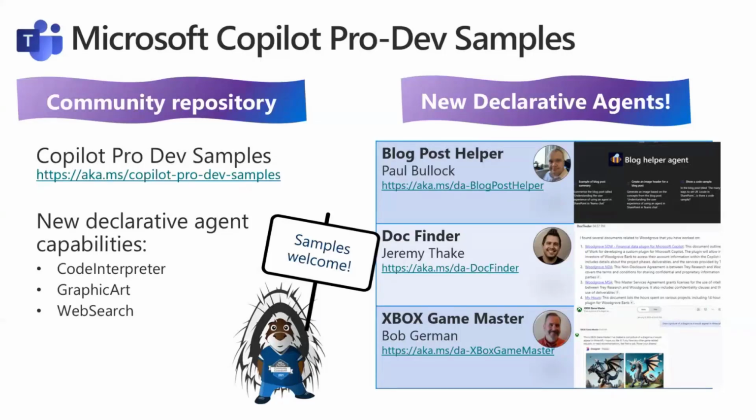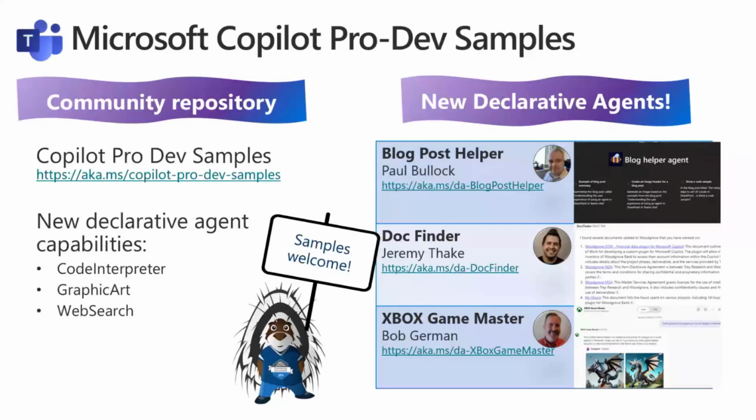Sorry about that. Yeah, we got some great new Copilot Pro Dev samples. And these are showcasing some cool new features that came out over the holidays, sort of a nice little holiday gift. Declarative agents can now include a code interpreter. They can now generate graphic art. And they can do web searches that are specifically for a particular website.